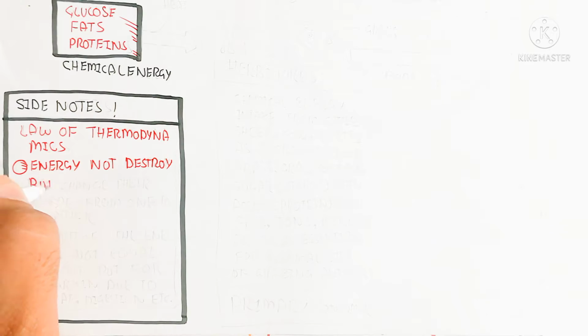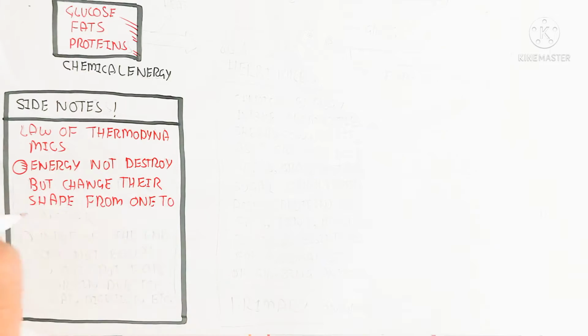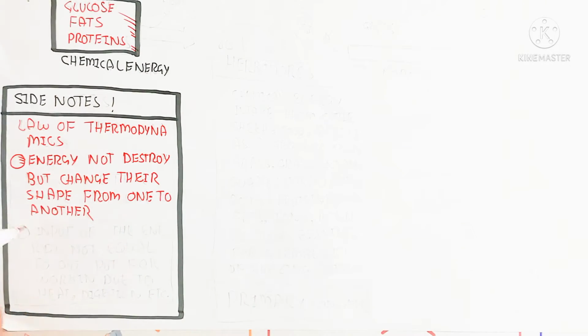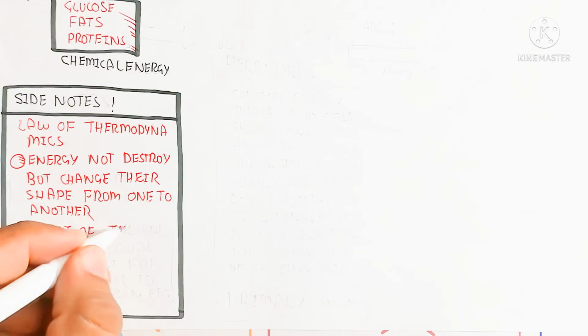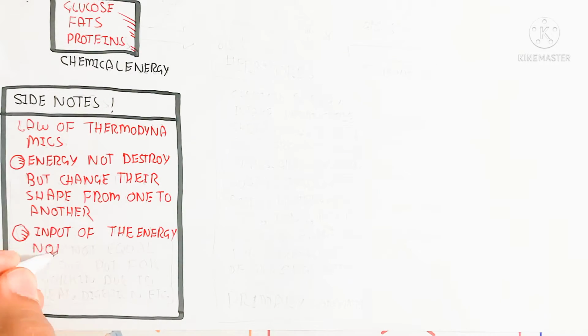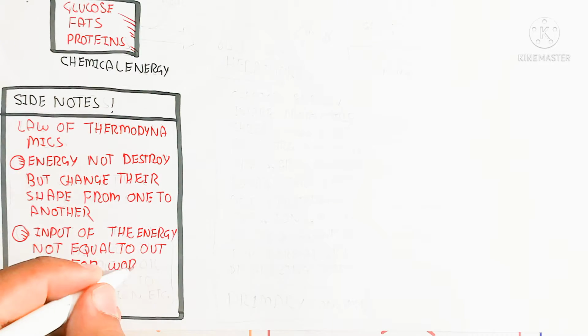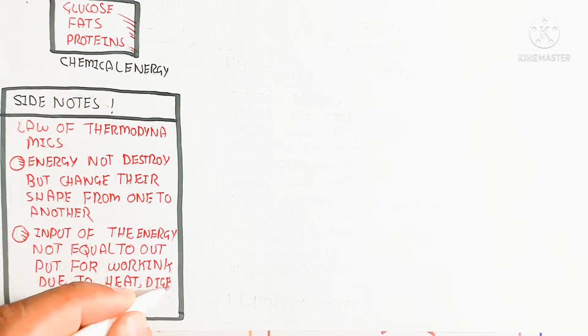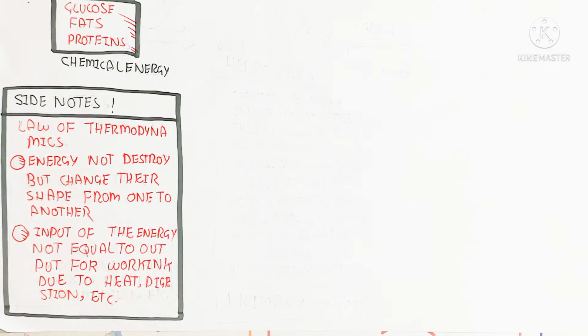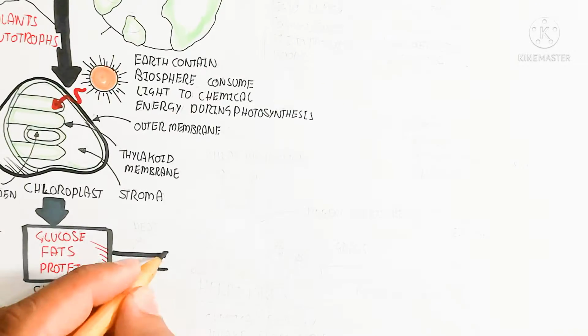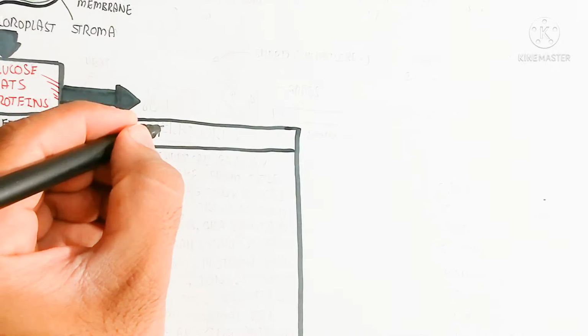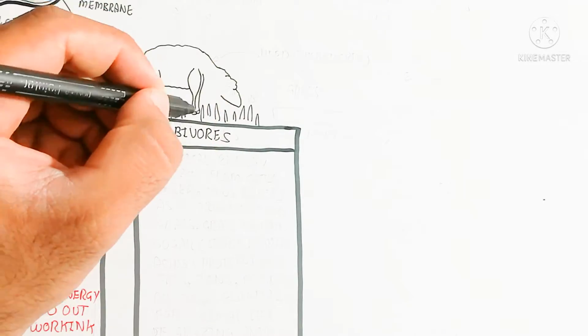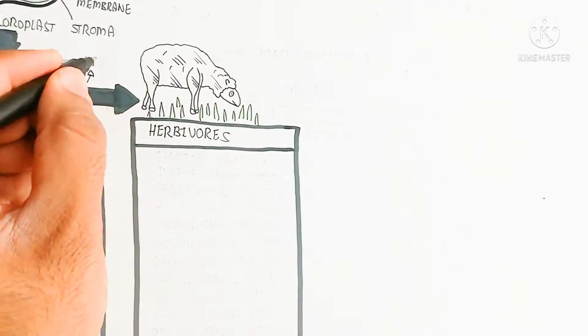As a side note, the first law of thermodynamics means energy is not destroyed and not created, but changes its form from one to another, for example potential to kinetic. The second law is that the input of energy is not equal to the output for working, due to heat, digestion, etc. That is why machines can give more output compared to humans, because humans use energy for reproduction as well as digestion, growth and development. So the mechanical energy will not be equal.